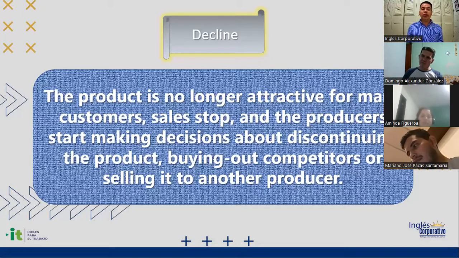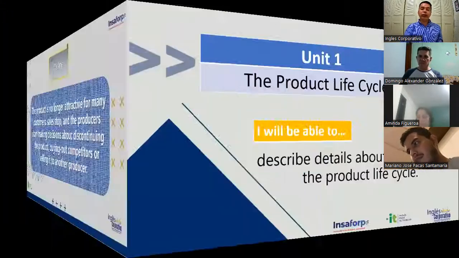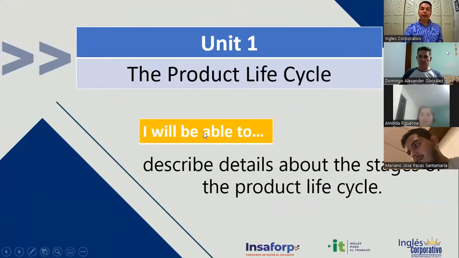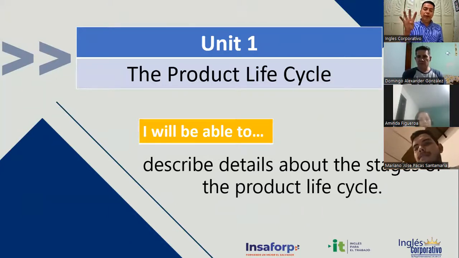right? Those are the decline decisions for a product. Okay, good. So that is the stage. Now let's go to the class of today. The product life cycle. This is the same objective as yesterday. Describe details about the stages of the product life cycle, right? So let's go to details one by one, right? The life of a product describing four stages, right?